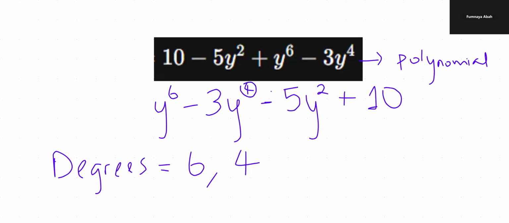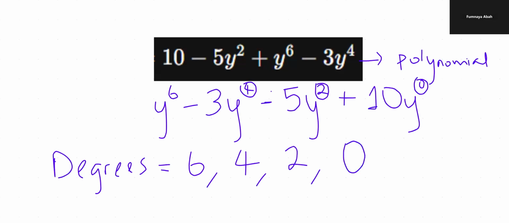The next term is negative 5y raised to the power of 2. We can focus on y on its own. It's raised to the number 2, so the degree of this term is 2. And finally, we have 10. And 10 is the same as saying 10y raised to the power of 0. I said x, I'm so sorry. I meant to say y, because all the terms in this expression are in terms of y, so there should be 10y raised to the power of 0. Since the exponent of y is 0, the degree of 10 is equal to 0.